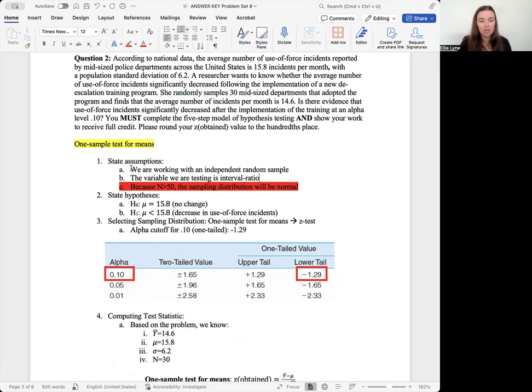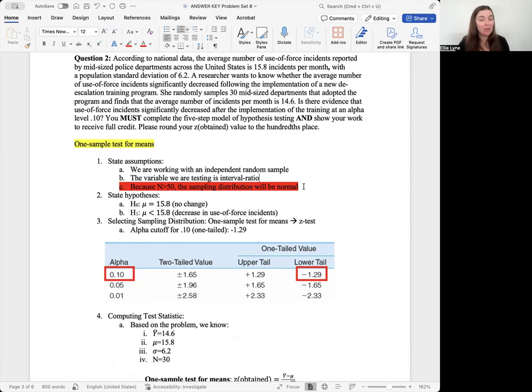Let's take a look here. The variable we are testing is interval ratio for our second assumption here. We know that number of incidents is interval ratio, right? Because we can just count what those are and they have an even scale between them that is numerical in value. But let's take a look at our third assumption here. And there is a reason that I have it highlighted in red here. Because n is greater than 50, the sampling distribution will be normal.